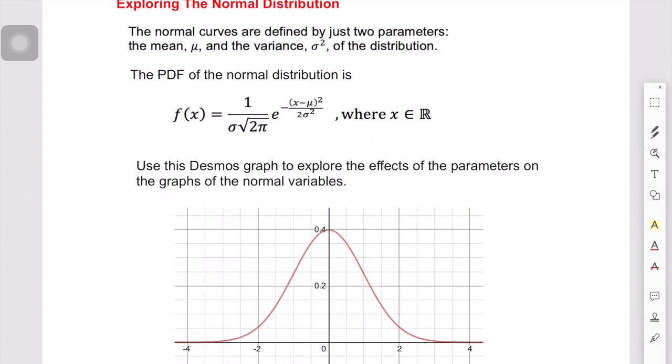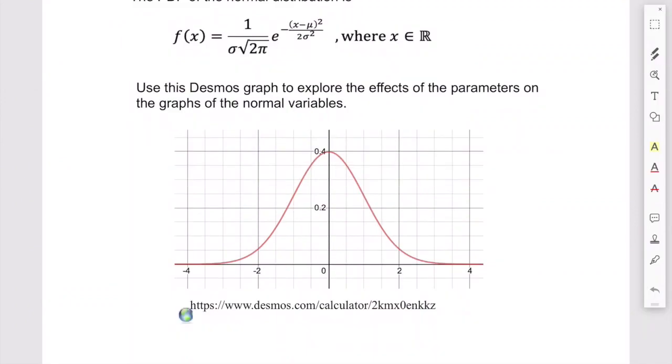So you can actually follow the link here in Desmos to explore how changing mu and changing sigma squared can affect the shape of normal curves. Okay, so this is just an overview. Give it a try.